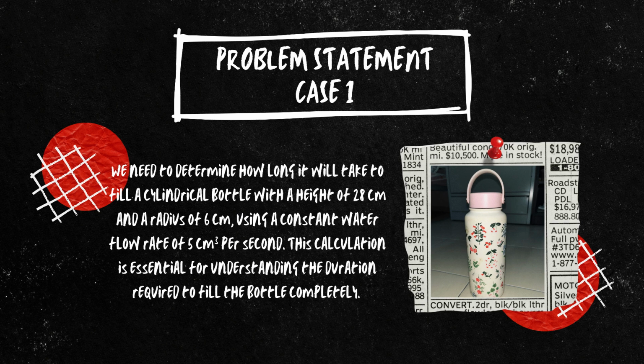Problem statement, case 1. We need to determine how long it will take to fill a cylindrical bottle with a height of 28 cm and a radius of 6 cm using a constant water flow rate of 5 cm cube per second. This calculation is essential for understanding the duration required to fill the bottle completely.